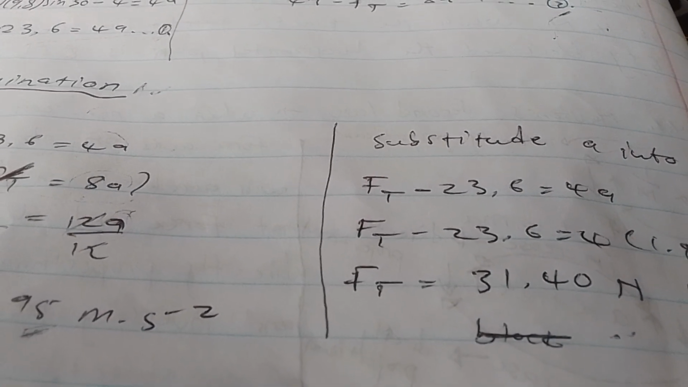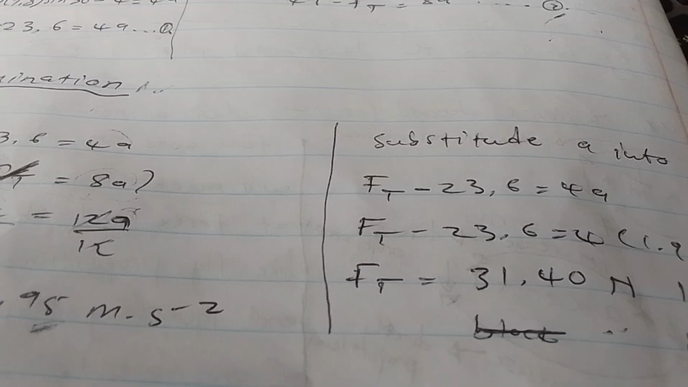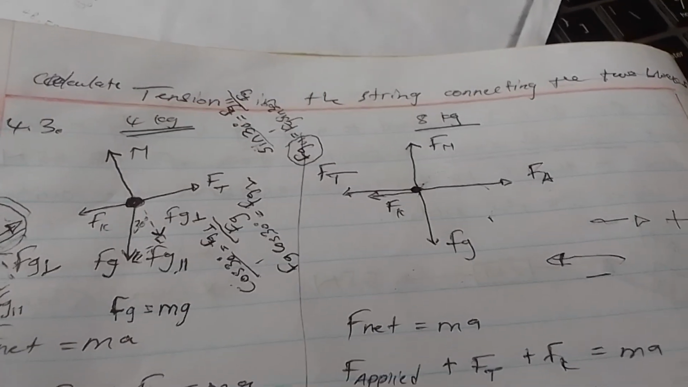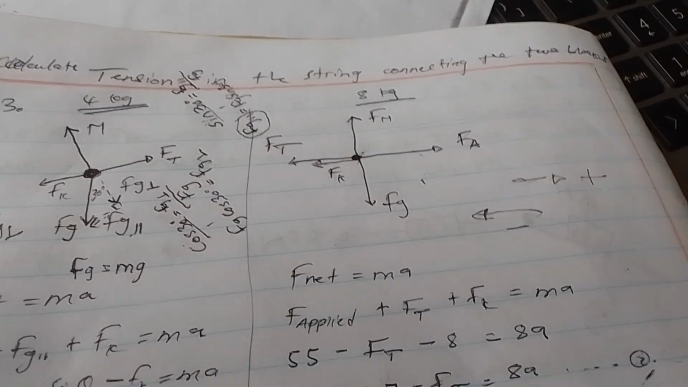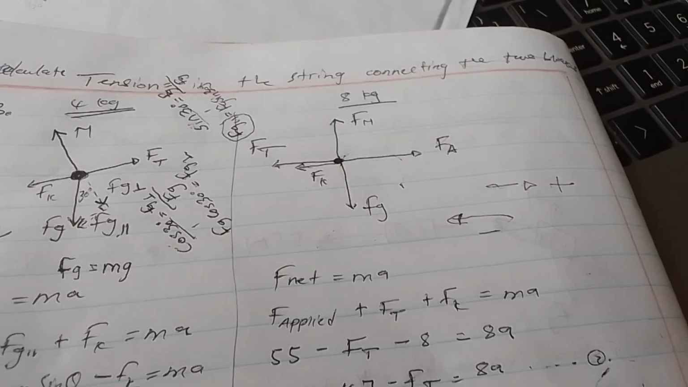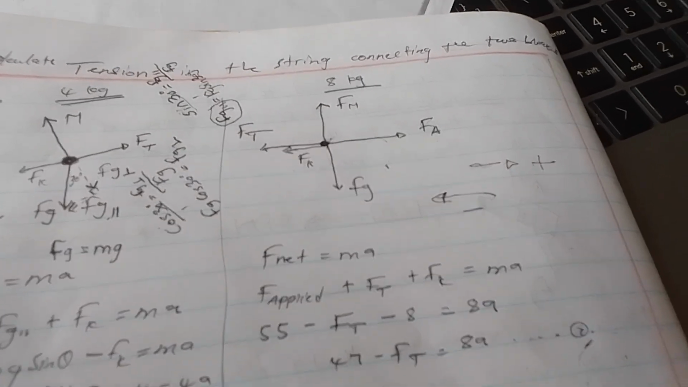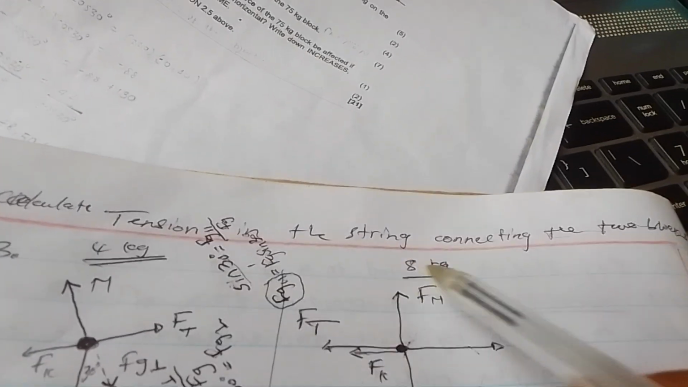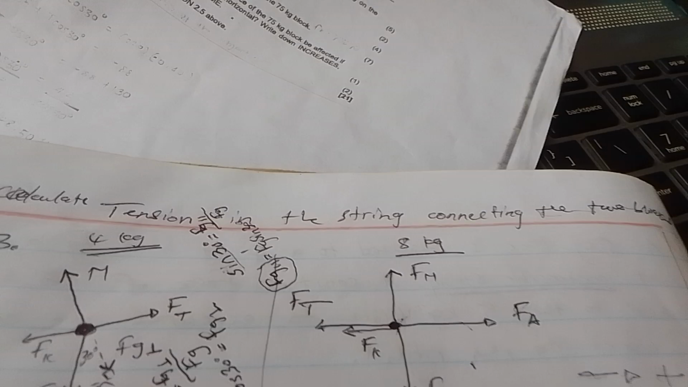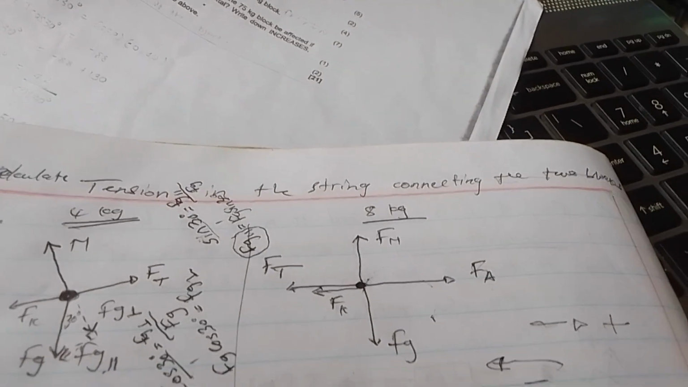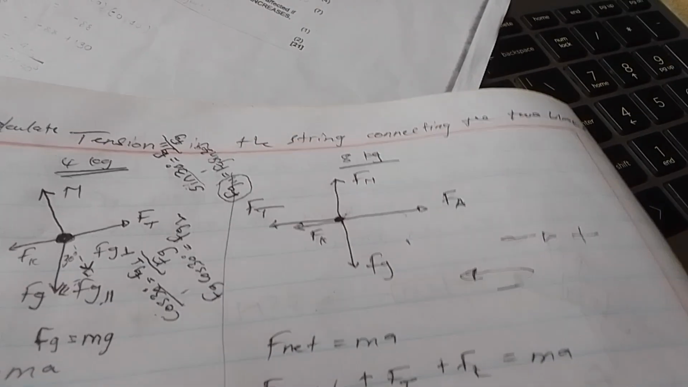Okay. As I was saying in our last video, I was explaining why we don't need to write the direction for FT. It was because the question asked us to calculate the tension in the string connecting the two blocks, which means there is tension, this force. We're only required to find the magnitude, not really the direction.